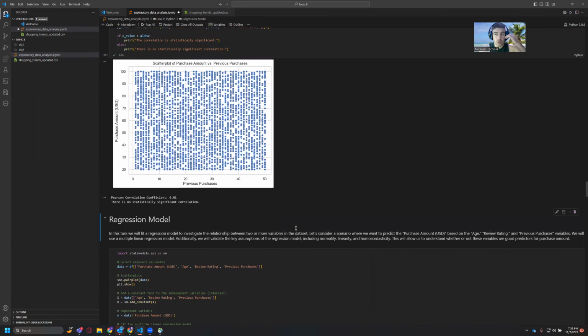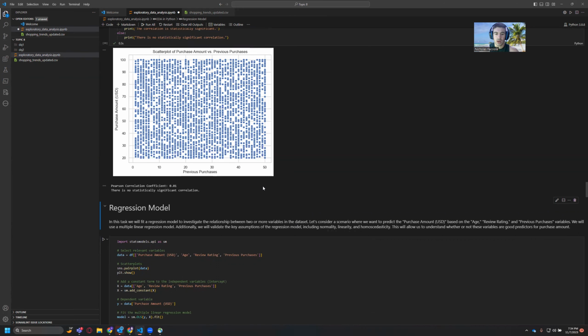Finally, the next task, what we're going to do is plot a regression model. So we want to understand if we can use any of the independent variables to predict our dependent variable, which is purchase amount.